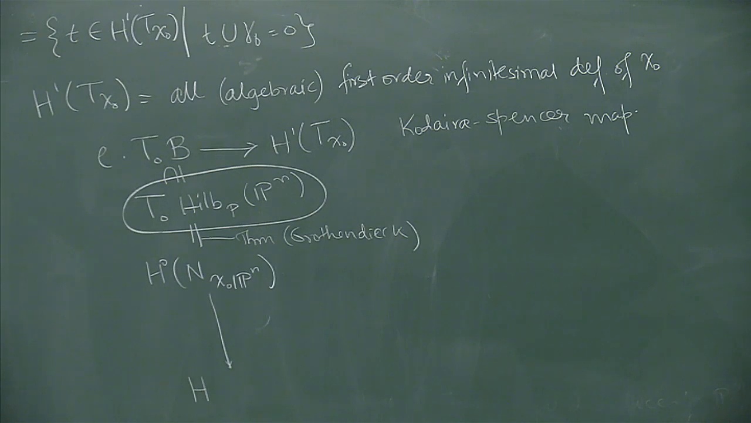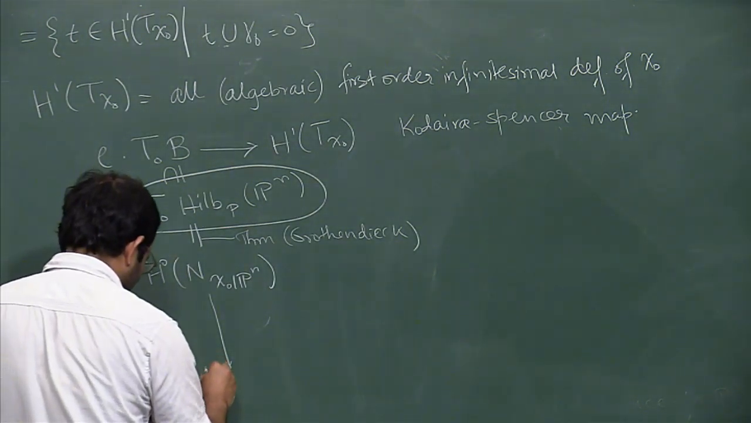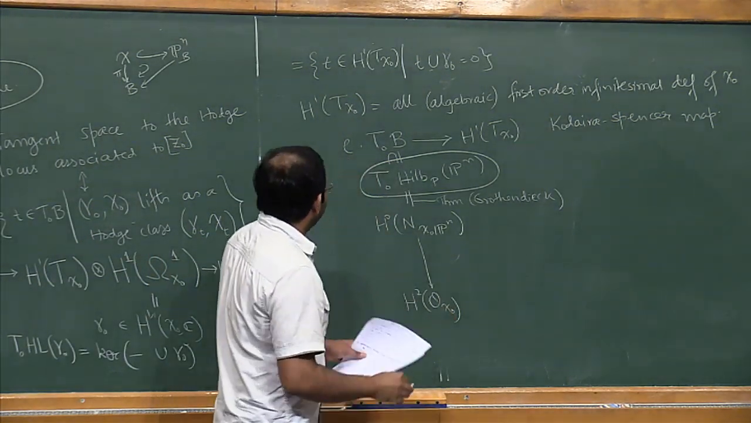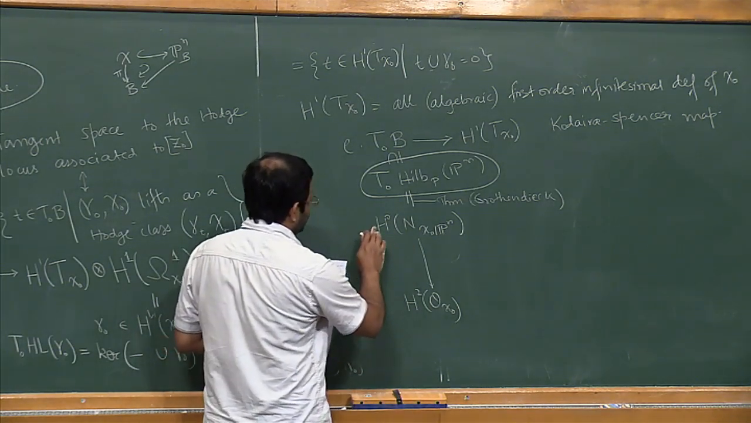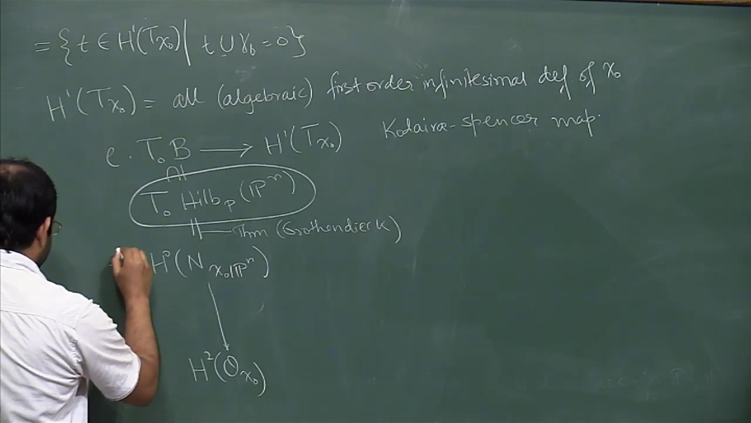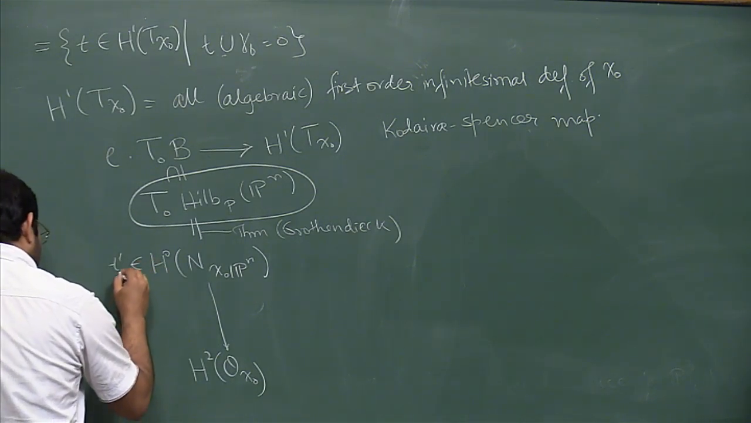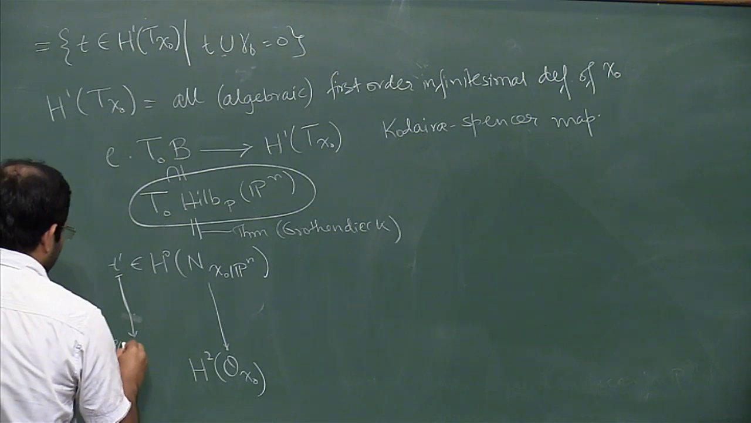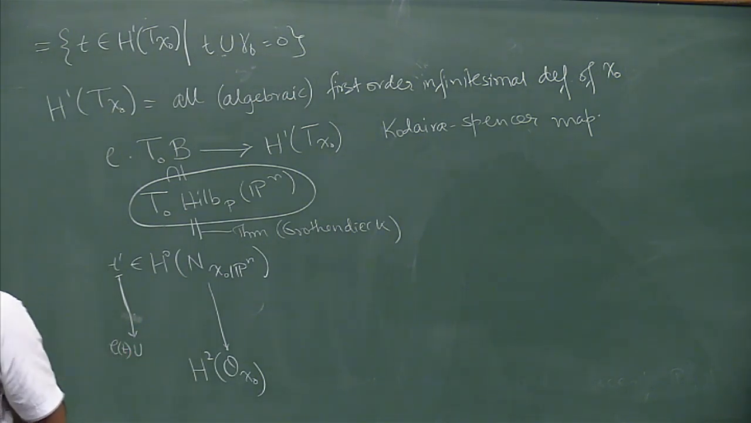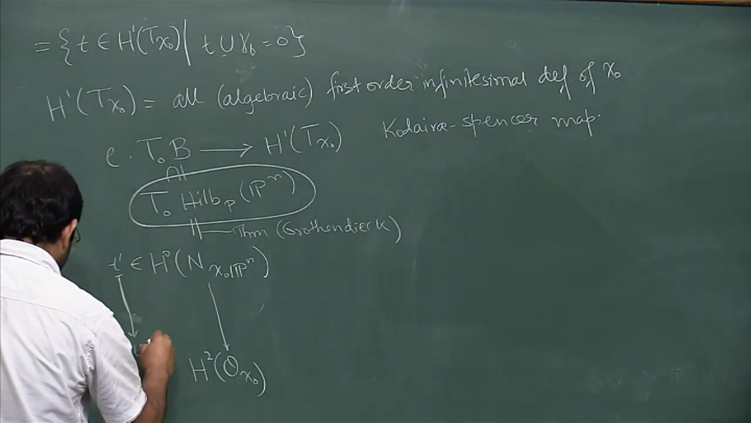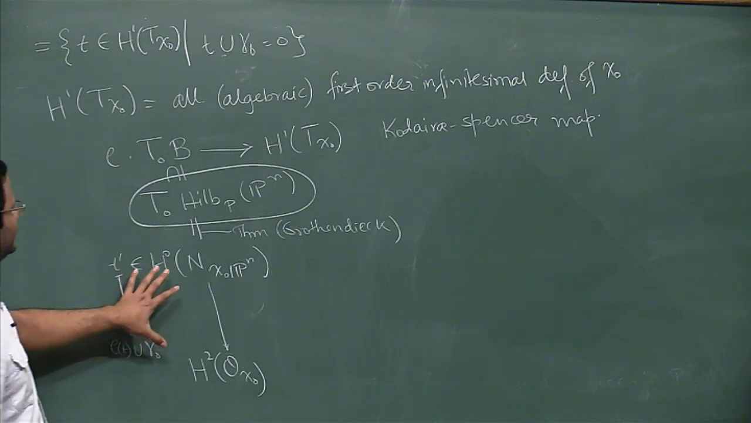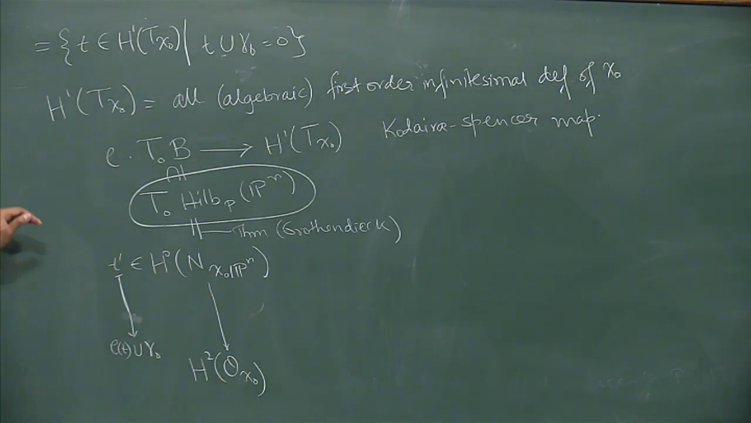In the case of divisors, going to, and this map is given by, you first take an element in here, say T prime, you send it to, first I take the Kodaira-Spencer map and I give here the description using the cup product. Okay.